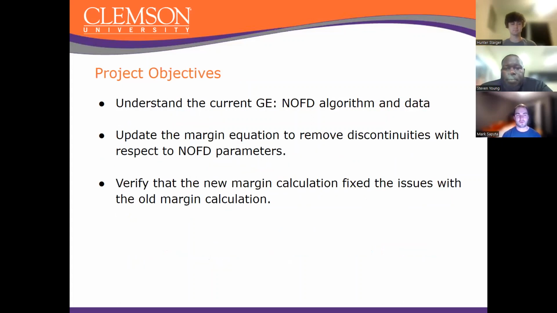The first thing we did in this project was work through the current algorithm to understand how it worked, and then we updated the margin equations and removed the discontinuities, and then verified that the new margin calculations fix the problems that existed with the previous version of the algorithm.